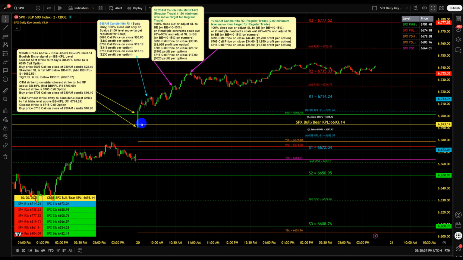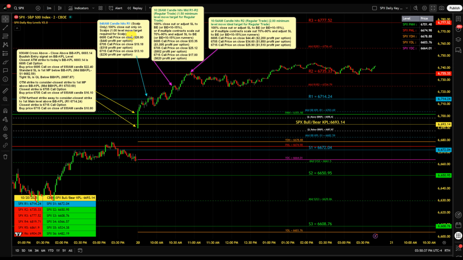a scalp is a one level move target. So what we mean by one level move target is a one level move from the level that the trade is taken from, derived from, triggered from, however you want to look at it. In this case, since this is a bullish trade, we're looking for one full level above the level we took the trade from, the bull bear KPL. So one full level above, the R1 is our target for a scalp.